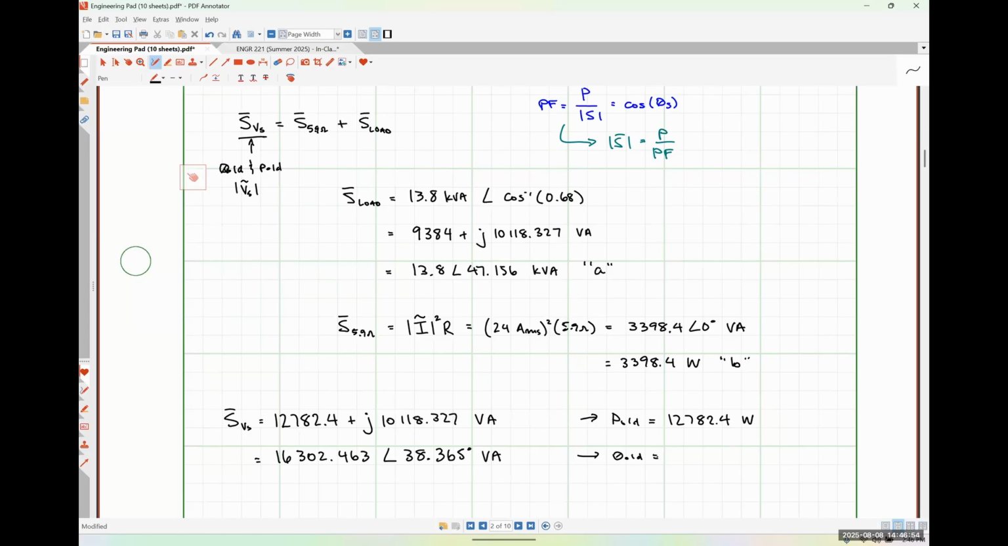Which of these numbers is going to be theta old? The 38. 38 degrees. Yep, the 38.365 degrees. Okay. So the only thing that we're missing is the magnitude of the voltage drop. Anybody have any thoughts on how we might find that?